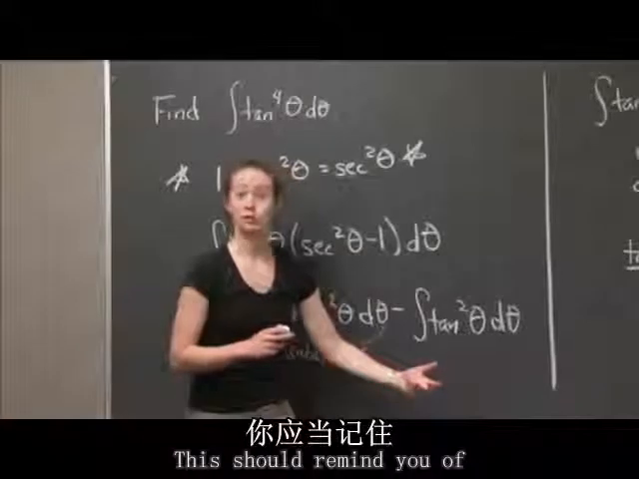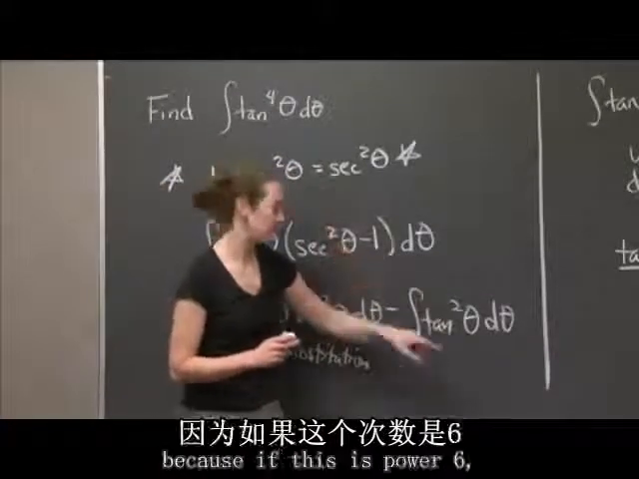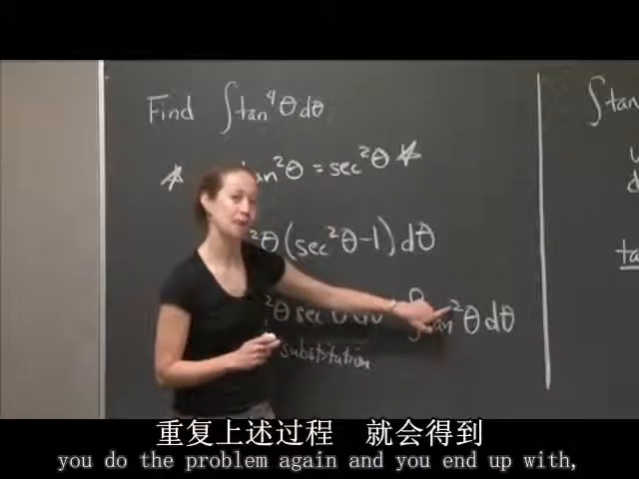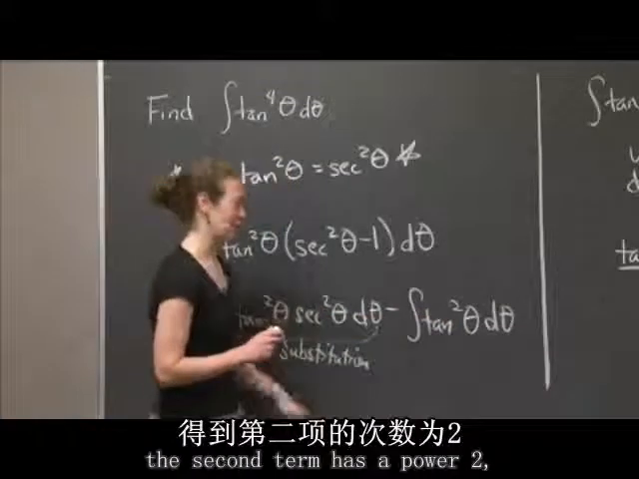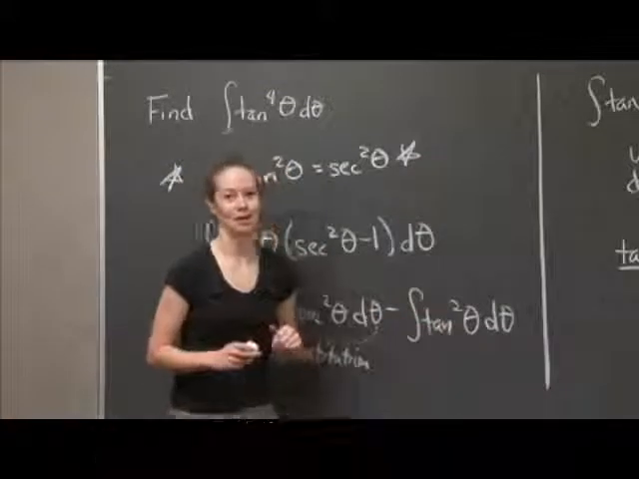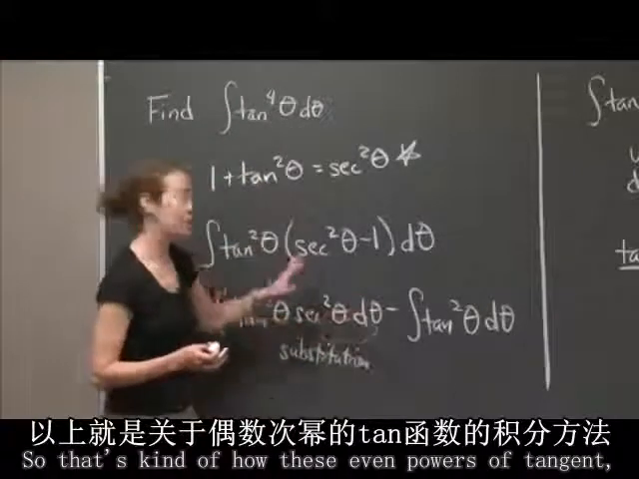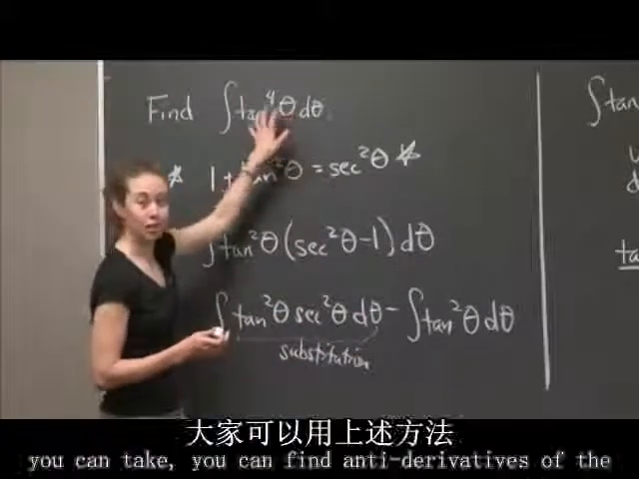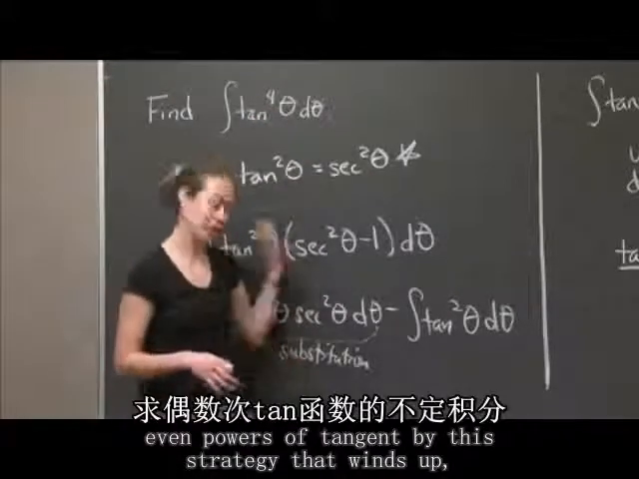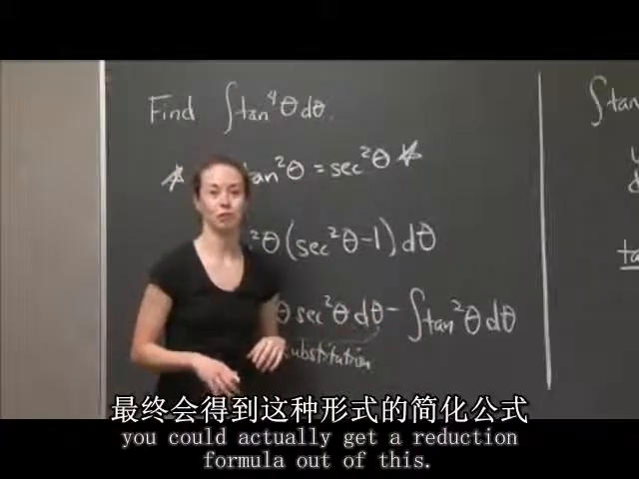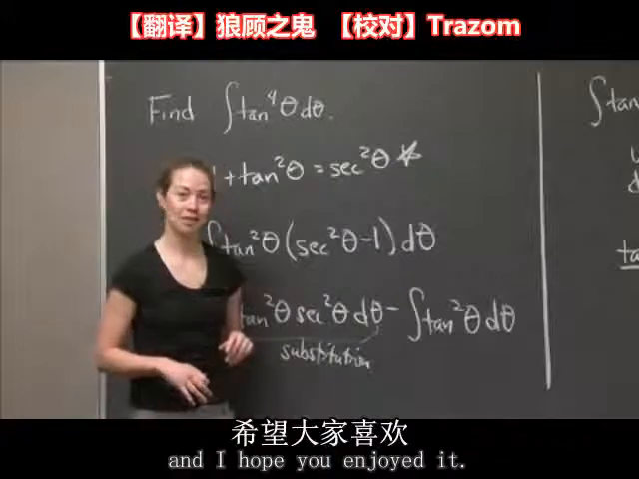This should remind you of the reduction formulas you've seen. So it's good if it's even, because if this is power 6, you do the problem again, and you end up with the second term having a power 4. You do the problem again, the second term has a power 2, and oh, we know how to deal with those. So we like it when it's an even power. So that's how you can find antiderivatives of the even powers of tangent by this strategy, and you could actually get a reduction formula out of this. But I think that's where I should stop with this problem, and I hope you enjoyed it.